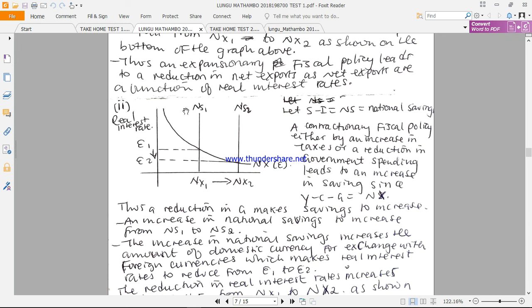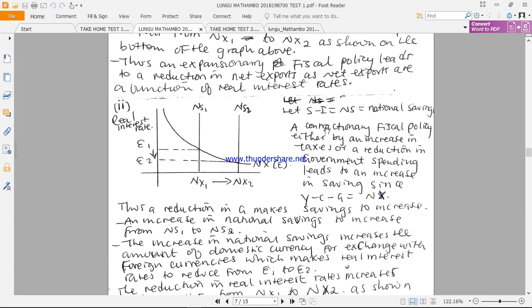So as always, define this variable NS to be there, and then at that particular level of net exports, we have that level of interest. I've got that level of real exchange rate there, and if there's a reduction in government expenditure, we expect net exports to increase from that level. The volume of trade must increase from that level to that level, because now banks have more money that you can use for trade.